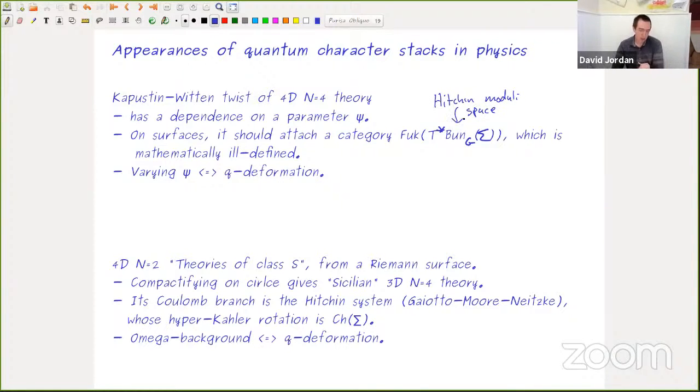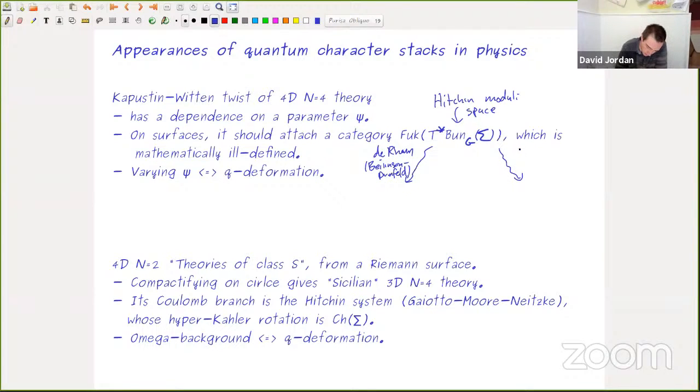Okay. But unfortunately, that's mathematically ill-defined because this is a stack, and so it's also non-compact. So the Fukaya category simply isn't well defined. So mathematically, there's sort of two avatars of this. So there's what's called the de Rham model due to Beilinson and Drinfeld, essentially, and many others.